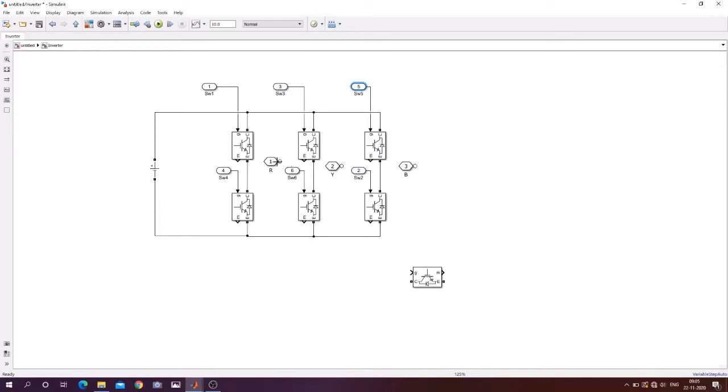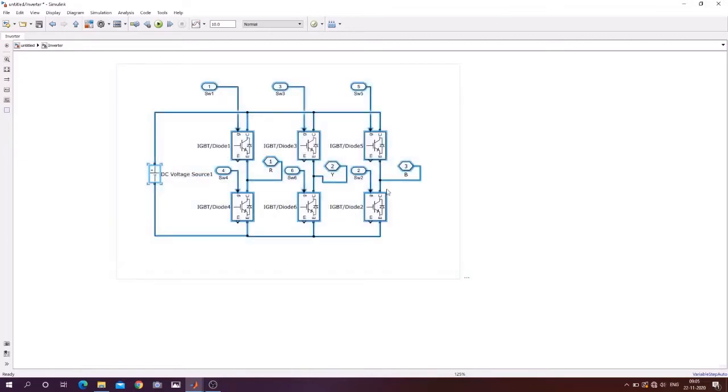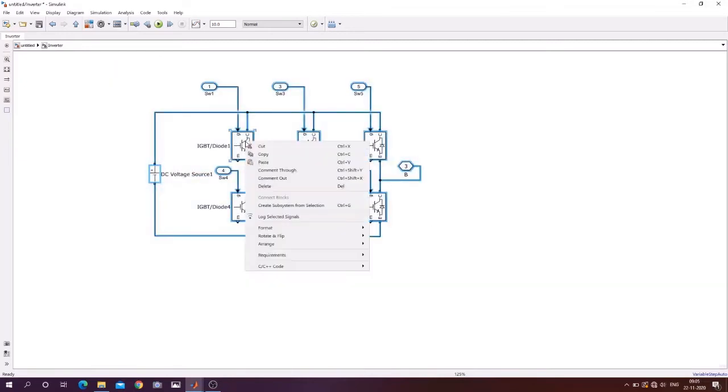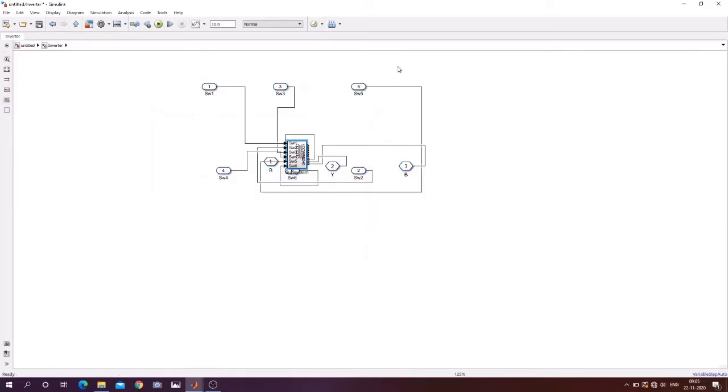Now the R phase. The R phase will be coming from the midpoint of this leg. Y phase will be coming from the midpoint of this leg, and B phase will be coming from the midpoint of this leg. So in this way you can make an inverter. I'm just deleting this one, and then you can put it in a section, create a subsystem from selection, and then delete what is not required.